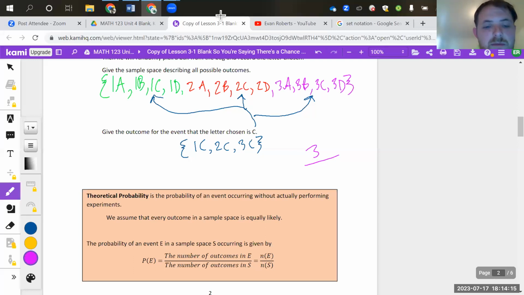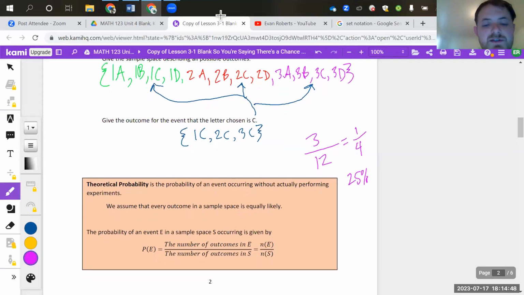If I wanted to know the probability that you chose C, it happened 3 times out of, it looks like there's 4, 4, and 4, so 12. So you have a 3 out of 12 shot of getting a letter C. That could get reduced down to 1/4, which is the same as 25%. So essentially you just have a 25% shot of picking the letter C. You're just going to do the specific outcome divided by the entire sample space usually.